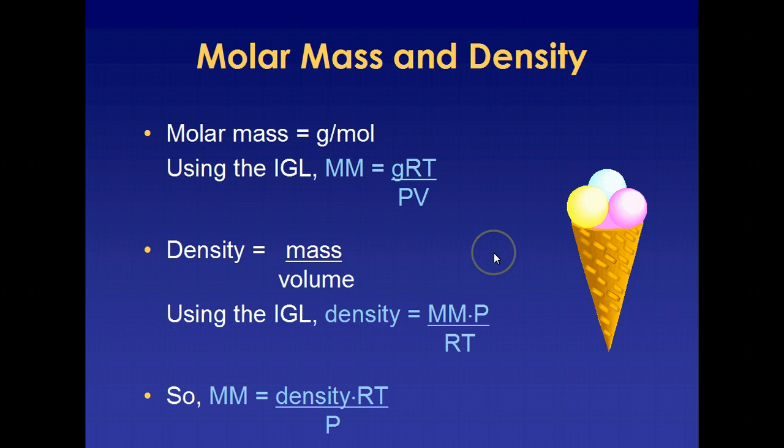Since density is mass per volume, and if we look up here, we can see in the molar mass equation that we have both mass in the g and volume in the V on the bottom. We can solve for density by saying that molar mass times pressure over the constant times temperature would give me density. So you can actually set up your molar mass equation in terms of density as well.